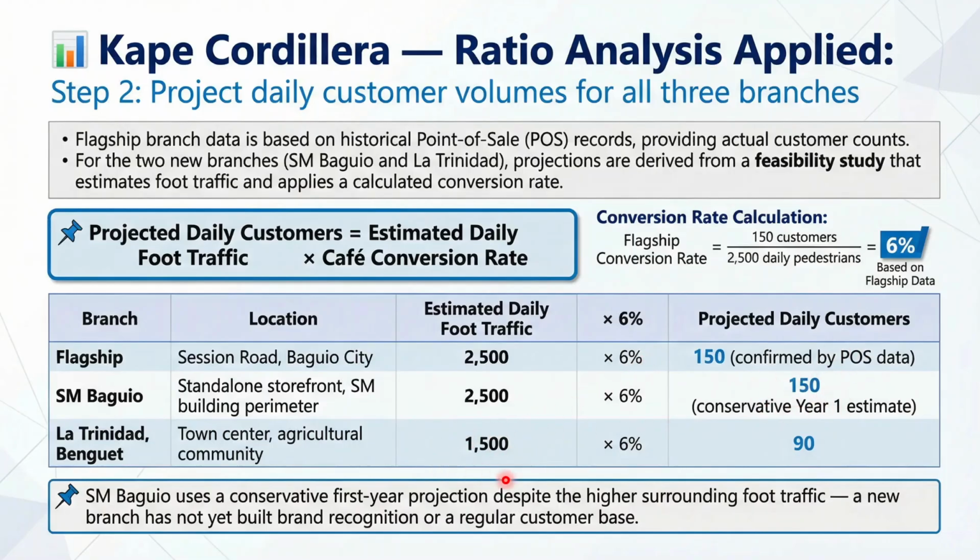Sa La Trinidad, medyo mas konti ang tao. Okay? So, mas konti yung nabilang nilang pedestrian na dumadaan doon sa kanilang shop. Pero 6% pa rin yung conversion rate. So, 90 naman ang projected daily customer dito sa La Trinidad, Benguet na ating branch. Okay? So, with this estimated daily customers in step 3, we can now determine how many employees we would need in each branch. Okay?